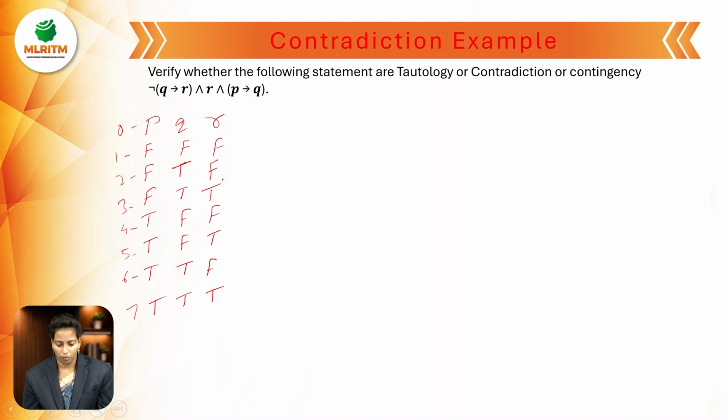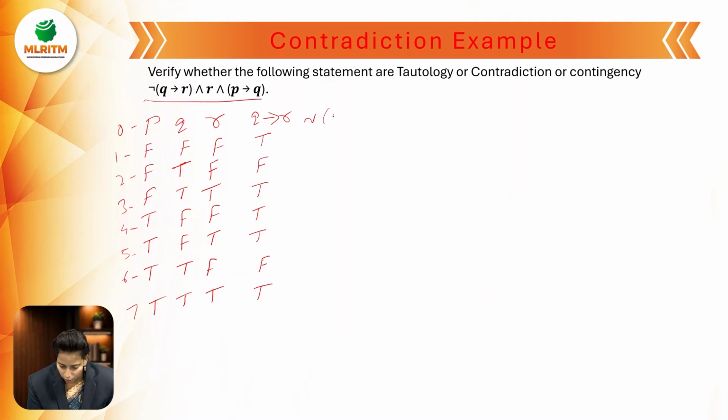Clear? So first, what are we calculating? First, Q implies R. The implication truth table says if the first variable is true and the second variable is false, then the result is false. So here the first variable is Q. So true, false, false. True, false, false. In all remaining cases, it is true only.